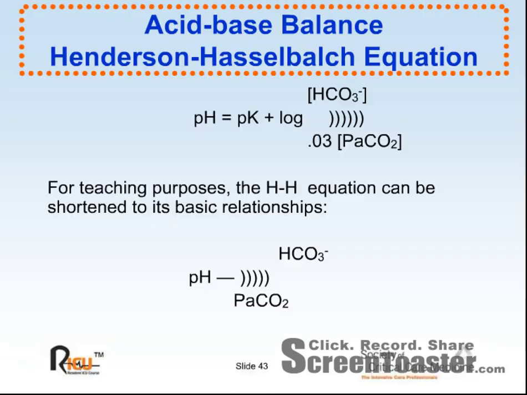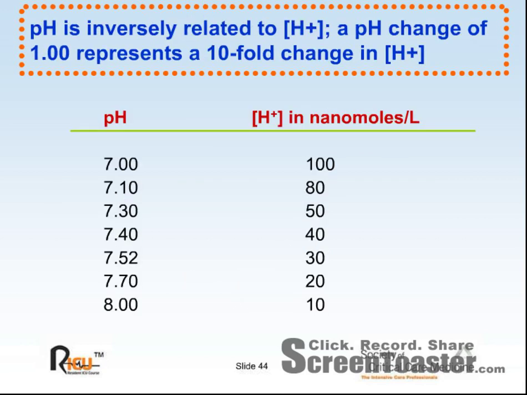Here we have the Henderson-Hasselbalch equation, which describes the derivation of pH as a measure of acidity in biological and chemical systems. For teaching purposes, the equation can be shortened to its basic relationships, seen below. pH equals bicarbonate and PaCO2. pH is inversely related to hydrogen ions. A pH change of 1 represents a tenfold change in hydrogen ions.